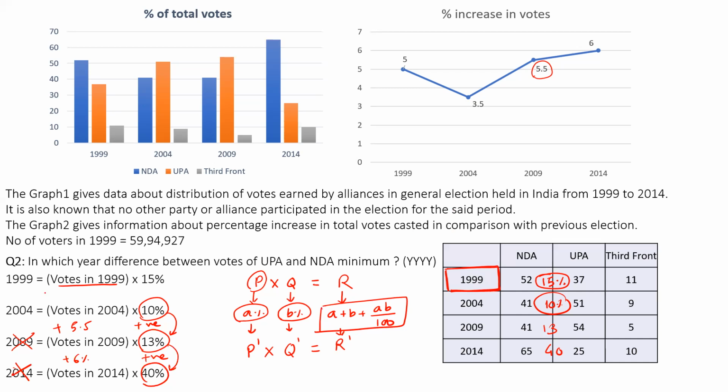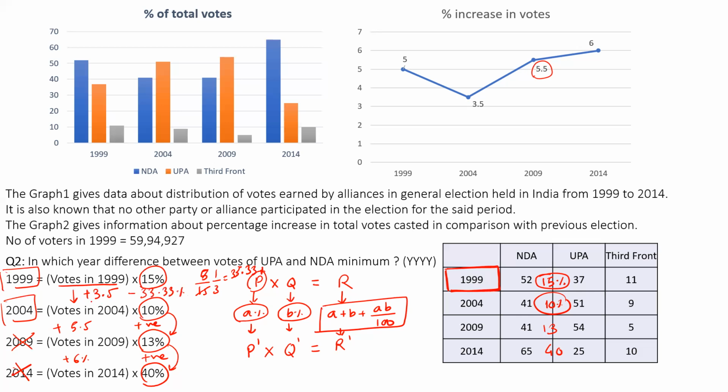Now, in these two years, 1999 and 2004, the number of votes is going up by 3.5%. At the same time, for the second number in the product, we can simply ignore the percentage sign, and I can say the second number is going from 15 to 10. So there is a change of 5 over 15. A change of 5 over 15 is nothing but 33.33%. And it is going down. Hence, it is minus 33.33%.